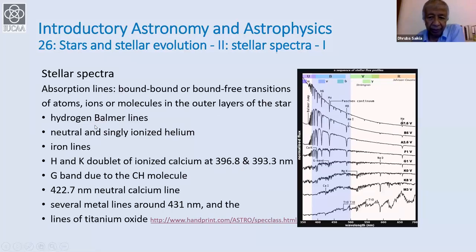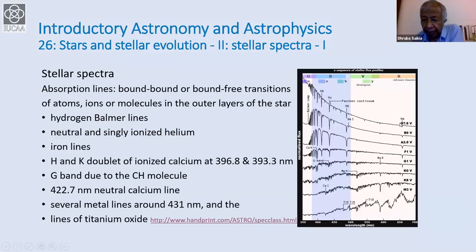Hydrogen Balmer lines, we mentioned. There are also lines of helium. This is neutral helium over here. You'd also get lines of neutral and singly ionized helium. Iron lines, I'll mark more of them later, but it's not quite clearly shown over here. G-band over here is due to the CH molecule. Then there's a neutral calcium line over here at 422.7 nanometers and several lines around 431 nanometers or so, and lines of titanium oxide, which I just mentioned.